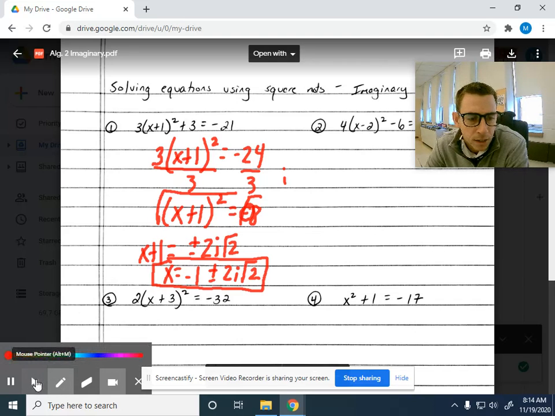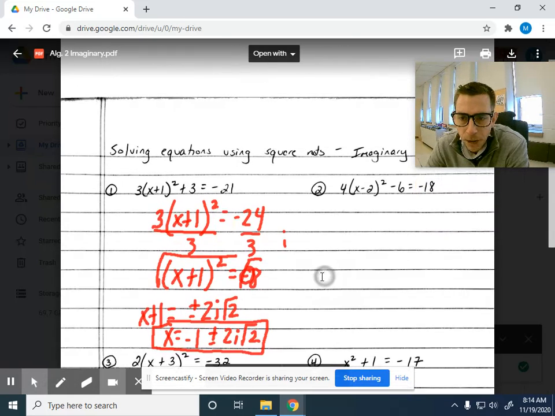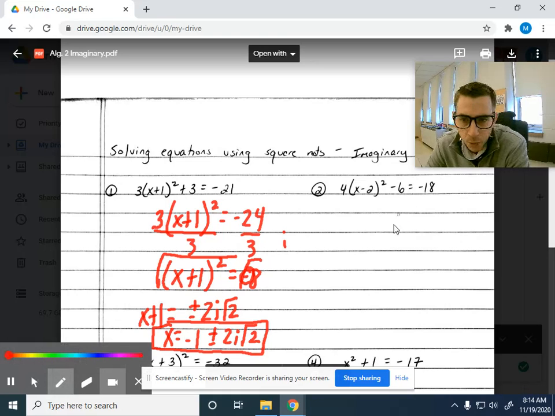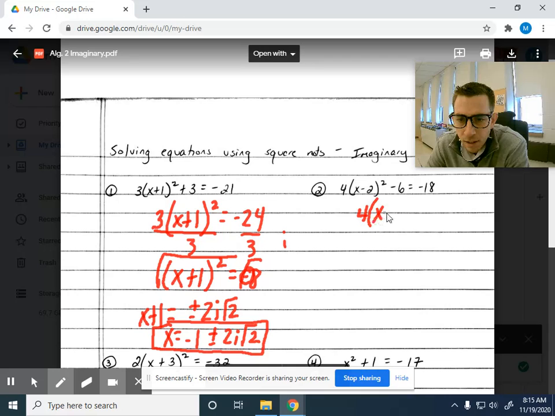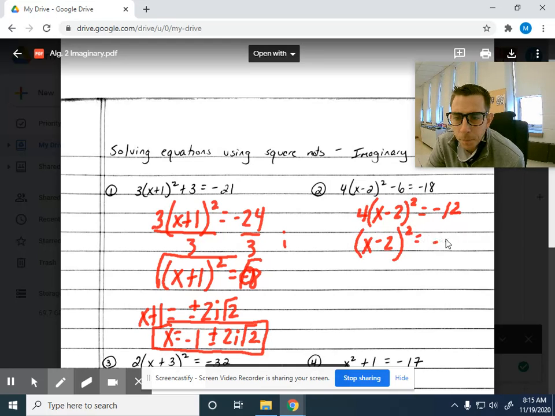All right, in this next problem, same deal. We're going to add 6 over. There's the bell, we'll work through it. In doing so, we should get -12. Right? We would divide both sides by 4 and get -3.